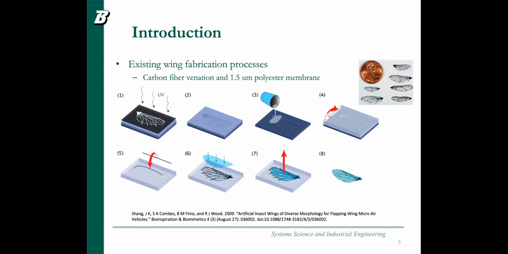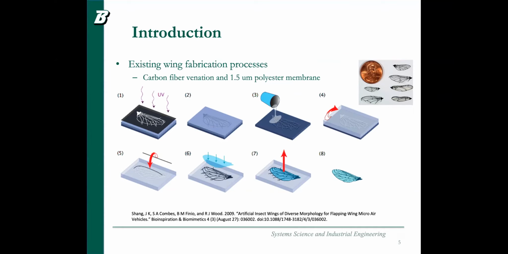For example, in this one people use carbon fiber as a venation, and they also use a 1.5 micrometer polyester membrane to emulate the membrane on the real wings. So the entire fabrication process is as follows. First they use photolithography with the real wing's vein structures, so the vein structures can be transferred onto a silicon substrate.